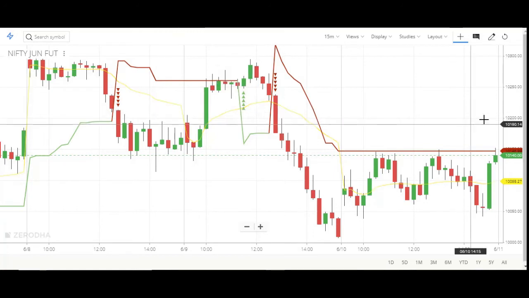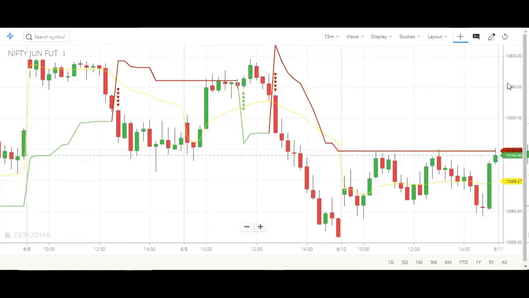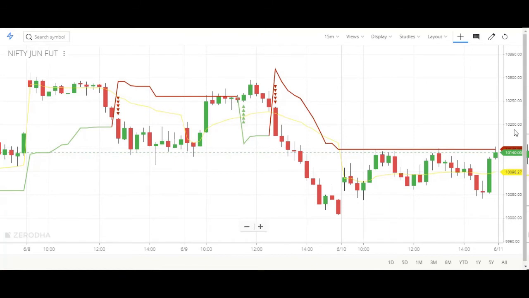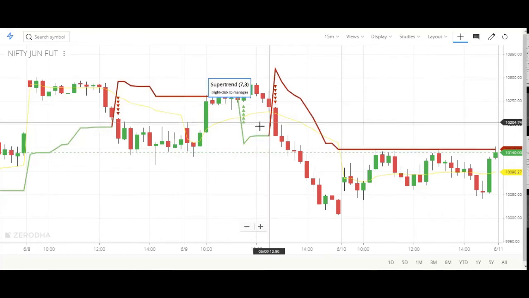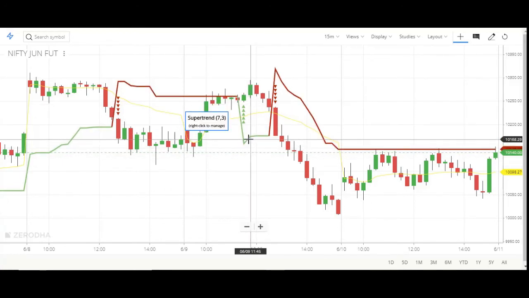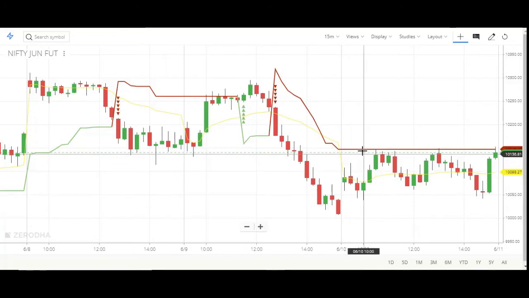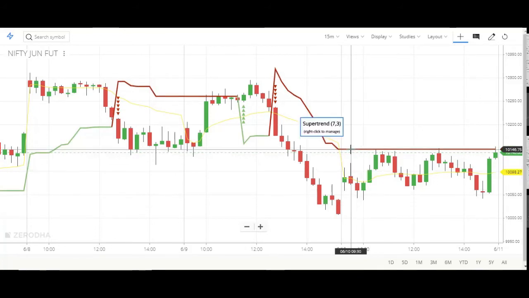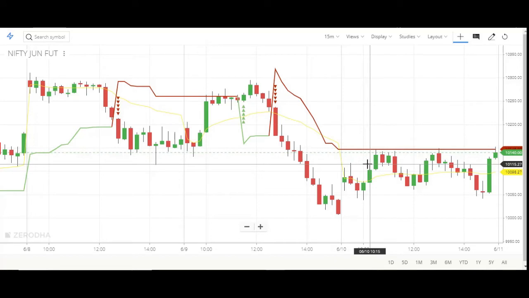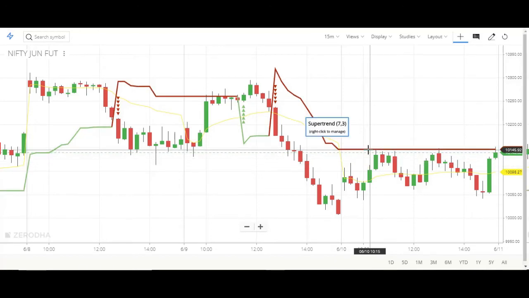I'll be choosing the 15 minute candle. The rule is, whenever the Supertrend is red, we will always look for the selling side only, and whenever the Supertrend indicator is green, we will look only for buying opportunities. So we have confirmed that the Supertrend is red, so we are not going to buy the Nifty future today, and we'll only look for the selling side until the Supertrend indicator turns green.